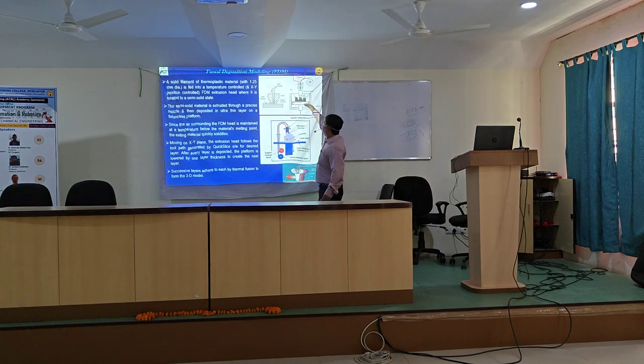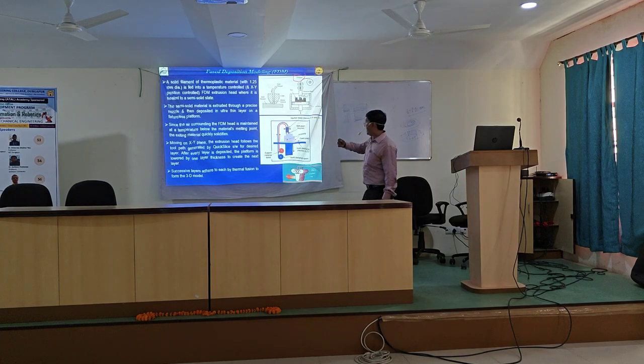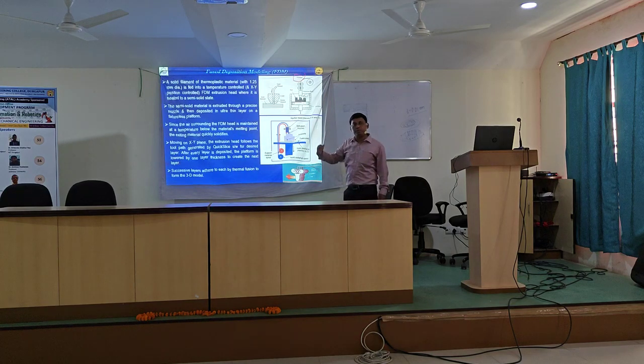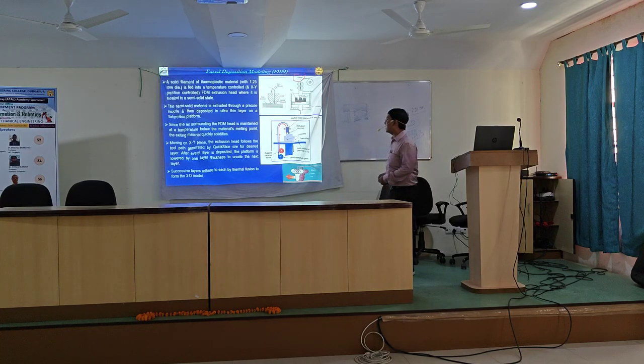Once one layer is over, the platform is lowered down, and according to the second layer processing information, again the head will move in XY direction and deposit the material. So here no laser, nothing, so that is a very simple mechanism.